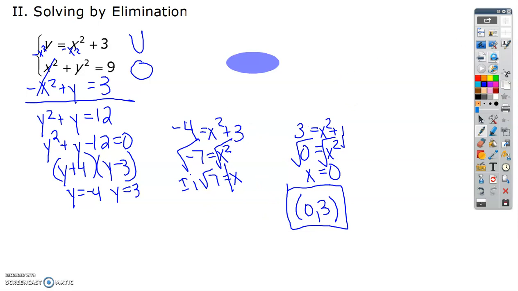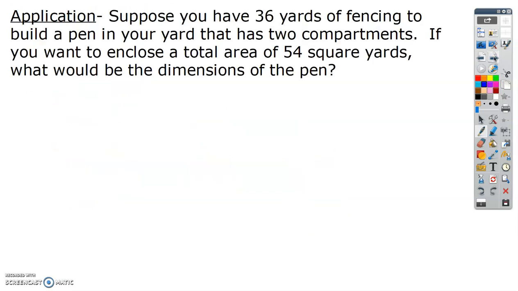All right. On to an application. Okay, what I want you to do, I want you to read this. I want you to try to set it up and solve it and see what you get. Okay, so pause this. I'll put up the answer in a minute, but I want you to try to work through, draw a picture, create a system, see if you can solve it and get the answer.